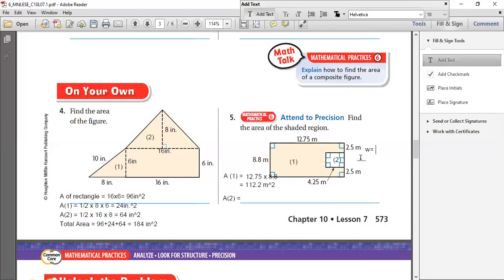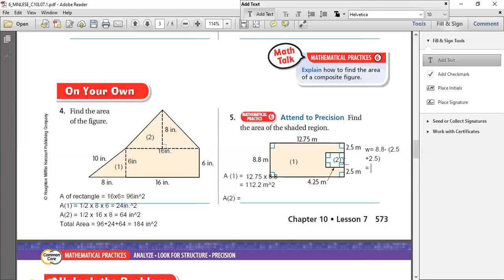Okay, so first we have to add these 2. How much is 2.5 plus 2.5? It's 5. 2.5 plus 2.5 is 5. You have to subtract 8.8 from 5. So I'm writing here 2.5 plus 2.5 in brackets. Okay, now this is how you are going to be finding the width of this small rectangle.